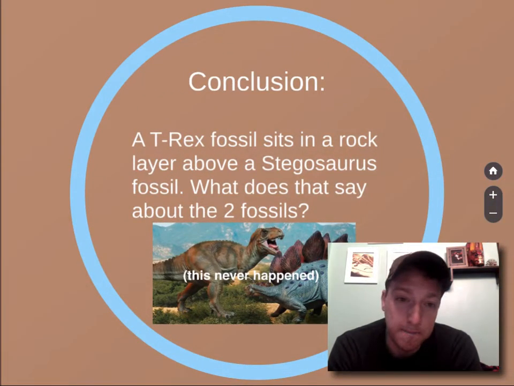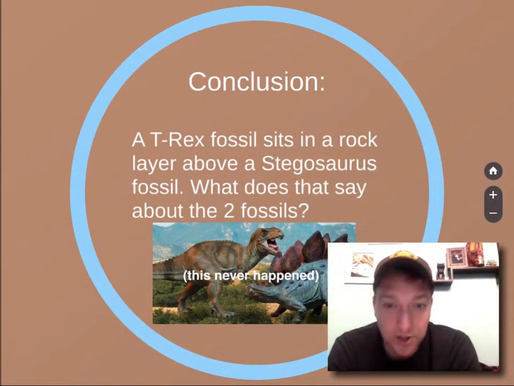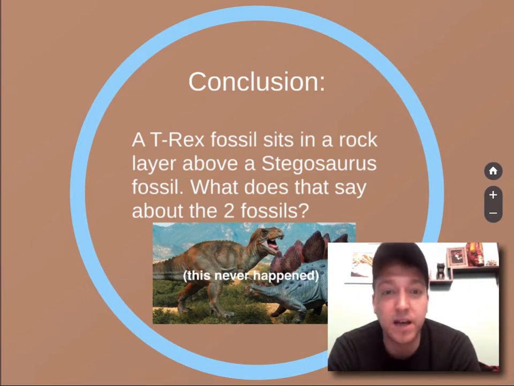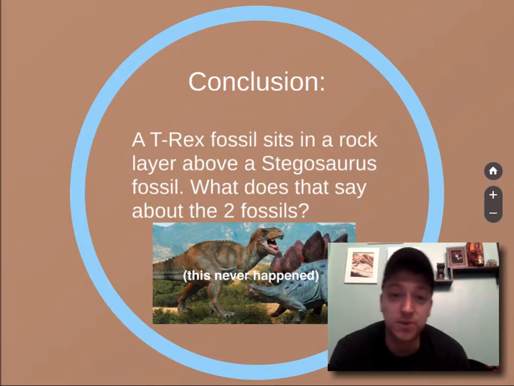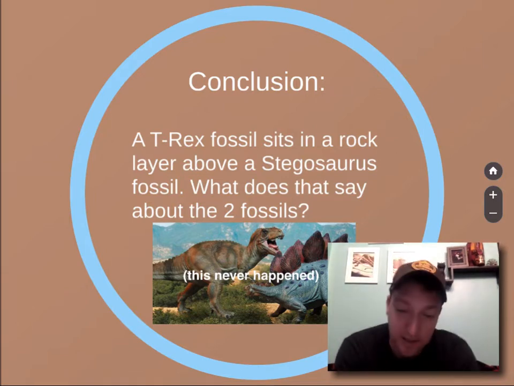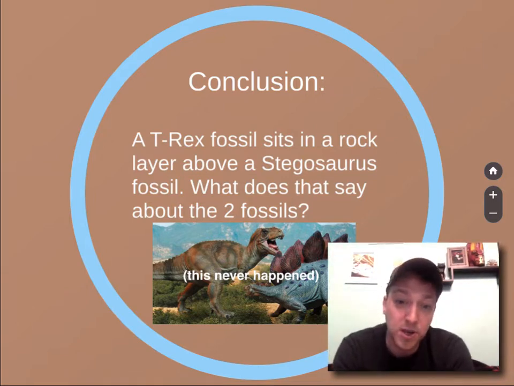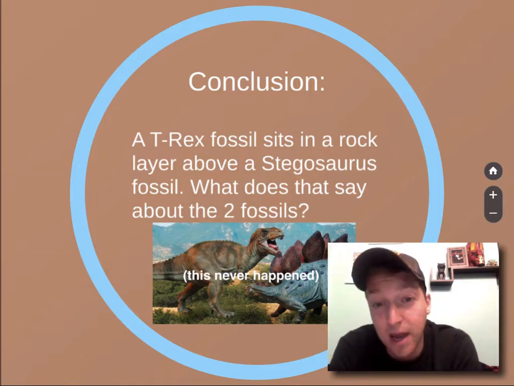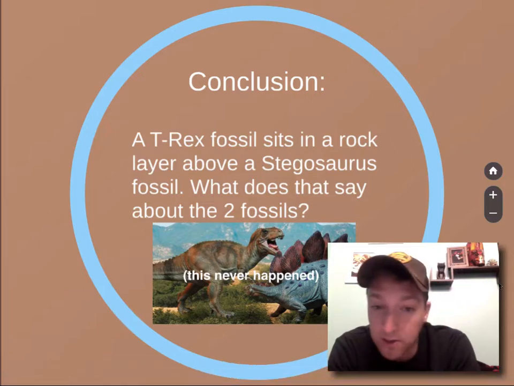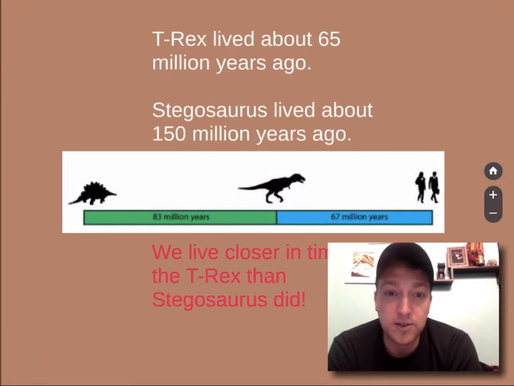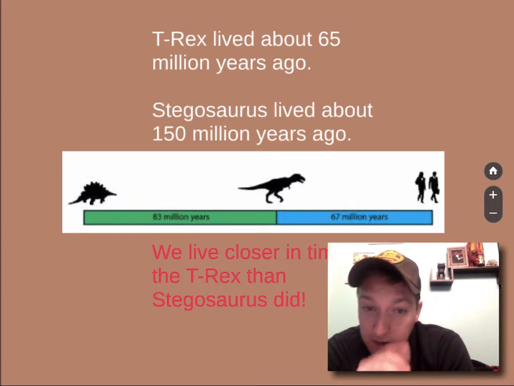So, just to show your understanding, let's say that there's a T-Rex fossil, but it's above a Stegosaurus fossil. What does this say about the T-Rex and the Stegosaurus? Were they together in the same era? Did they fight, like in the Disney movies or other movies? The answer is no, not even close.